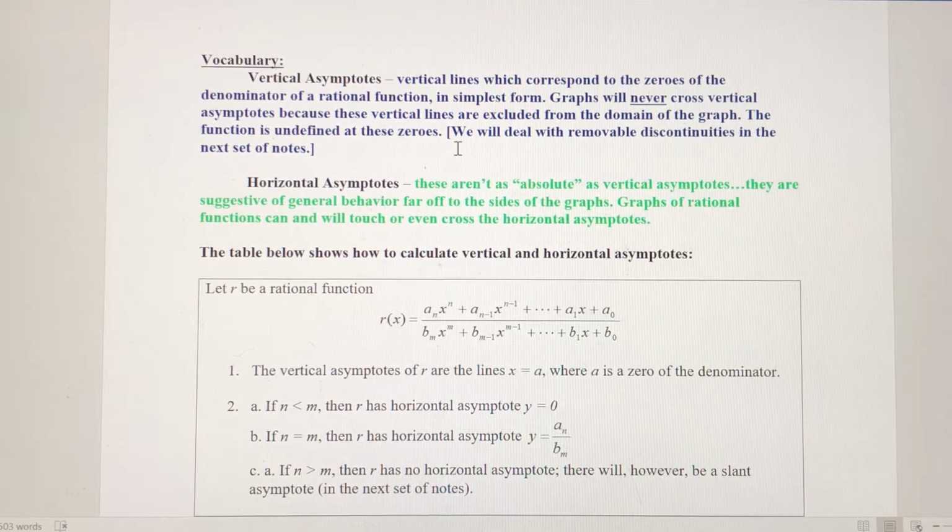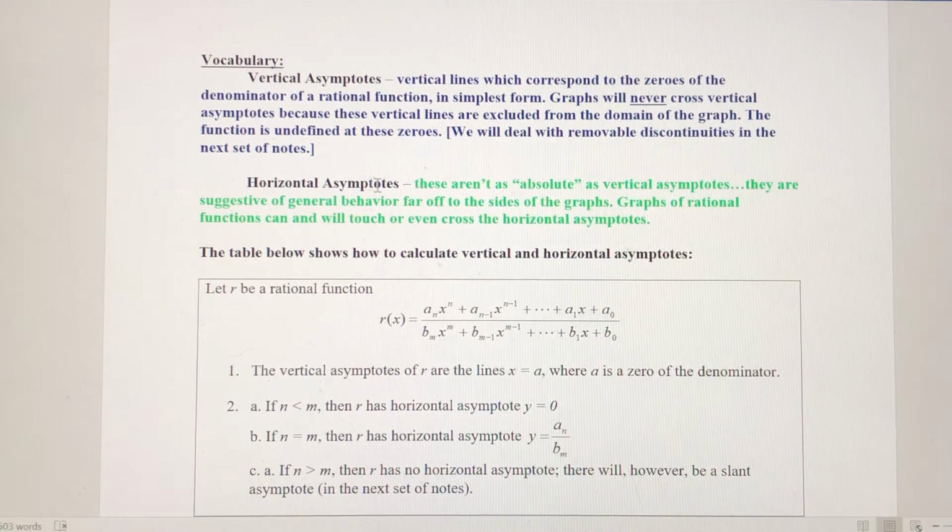There are also some possible values that will make the denominator zero, but they would be a different circumstance. We're going to call those removable discontinuities or holes, and they're going to be covered in the next set of notes. For now, we're just worried about vertical asymptotes, not all discontinuities for rational functions.